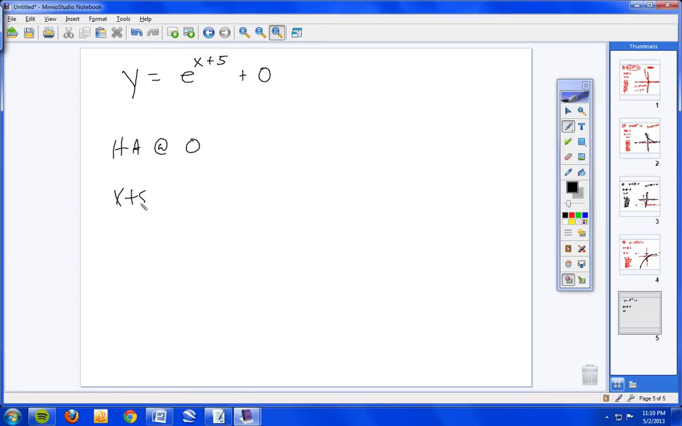And then you take the exponent, which is x plus 5, set it equal to 0. And bring the 5 over, becomes the negative 5. So here's your table of values. Negative 5 right in the middle, negative 4, negative 3, negative 6, negative 7. Give me a second to type this in.